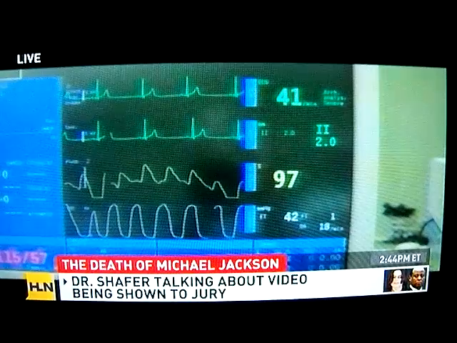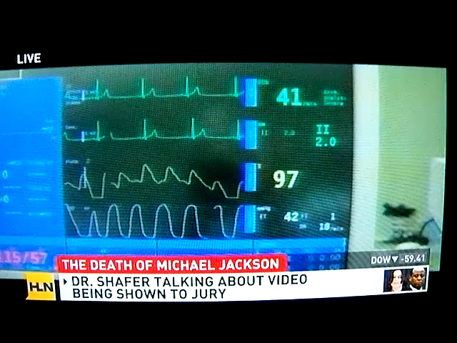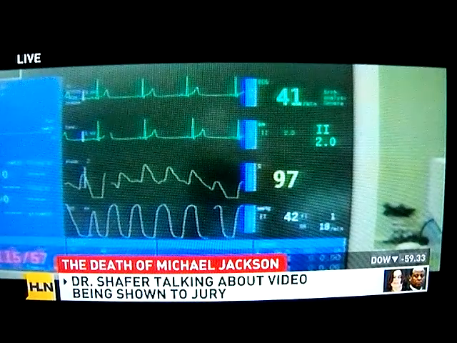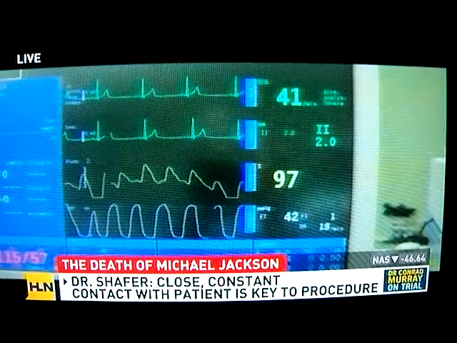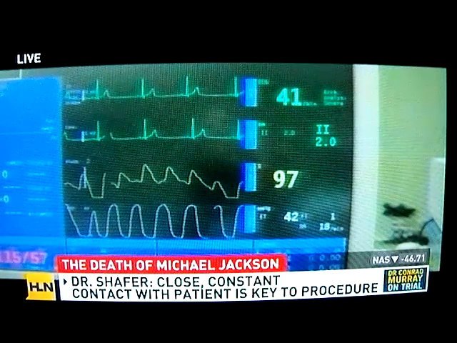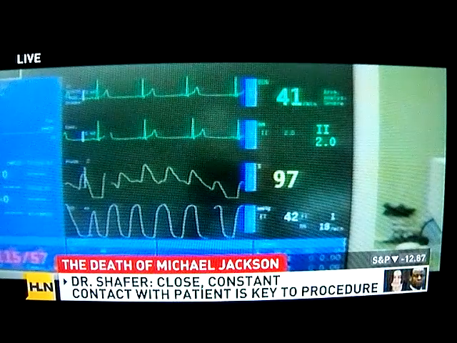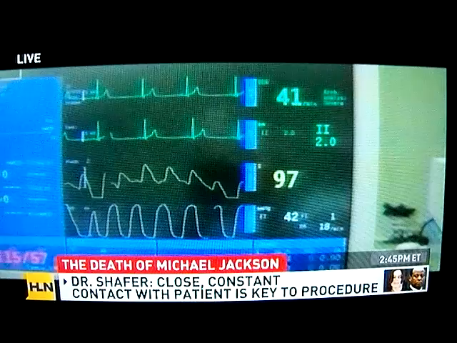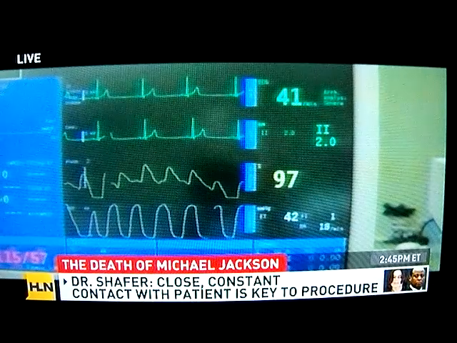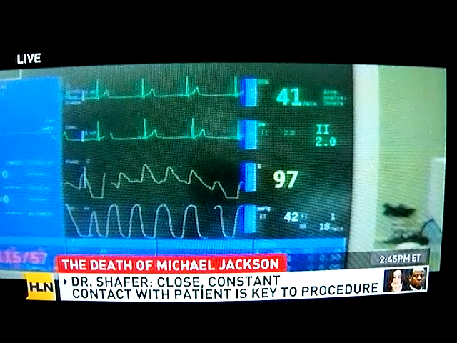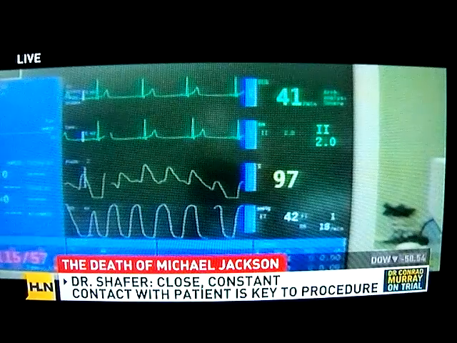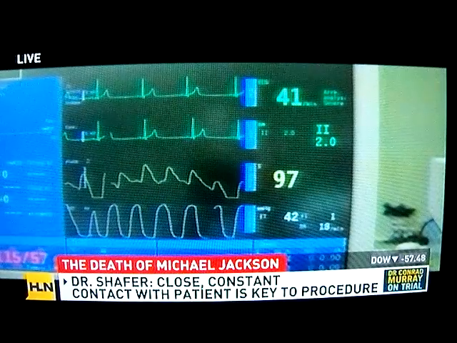End-tidal carbon dioxide here is 42. The normal number is about 40, 42. So that's what you expect to see in a patient who is breathing regularly. That would be the end-tidal carbon dioxide for any of you. In fact, for those of you sitting here, that's about what you would see right now for yourself. Most of you would have a heart rate that is probably closer to 70 to 80.